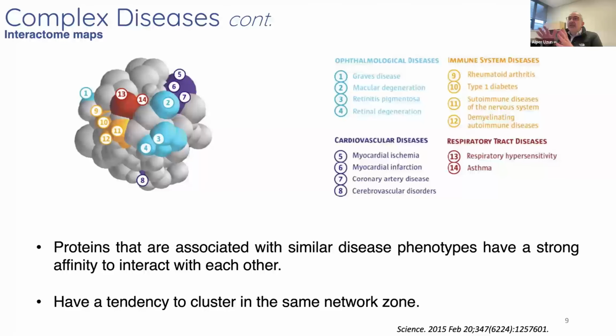And here what you see is another interactive map. This is a representation in bubbles. Those bubbles are shown in different colors, and they represent the diseases. When we map them and get inside them, we can see that proteins associated with similar disease phenotypes have a strong affinity to interact with each other, and also have a tendency to cluster in the same network zone.